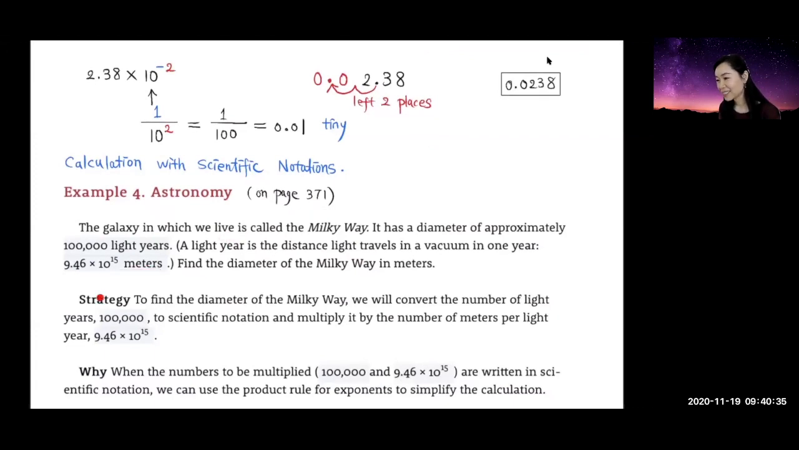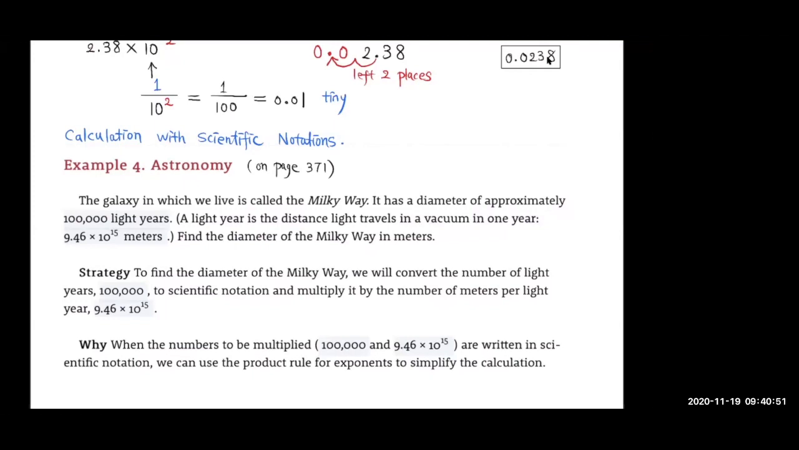The galaxy in which we live is called the Milky Way. It has a diameter of approximately 100,000 light years. A light year is the distance light travels in a vacuum in 1 year, 9.46 times 10 to the 15th power meters. Find the diameter of the Milky Way in meters.